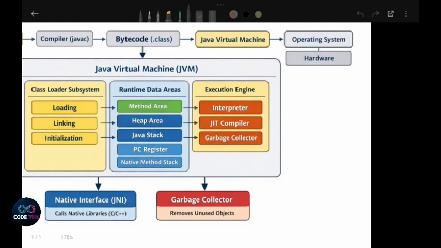Then we have garbage collector. Garbage collector automatically deletes unused objects. Like if any object is assigned to null, then now the object has no reference. Garbage collector removes it. So the responsibilities of garbage collector are: it finds unused objects, it frees memory, and it prevents memory leaks.